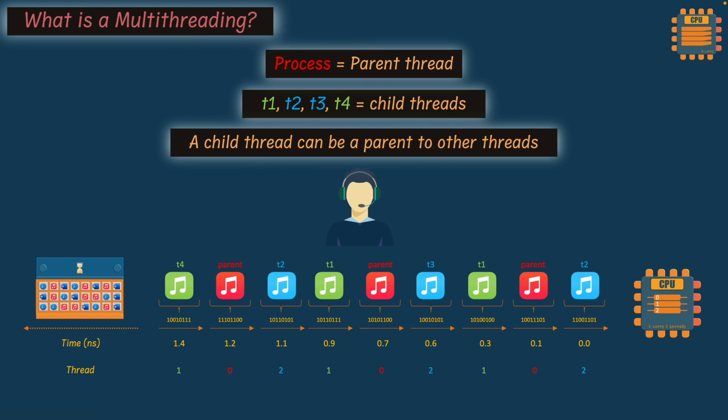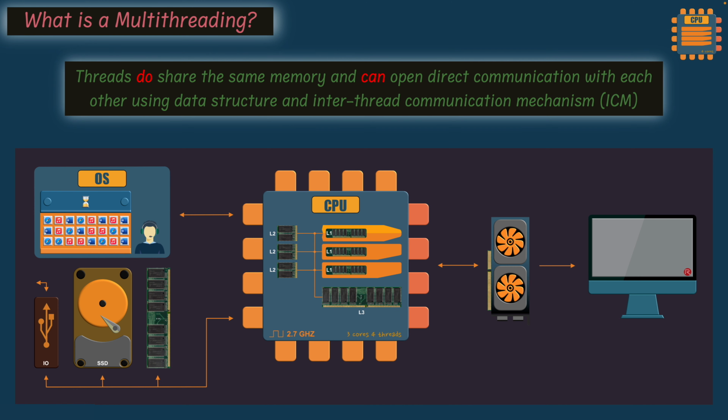Threads in multi-threaded environments do share the same memory and can establish direct communication with each other using data structure and inter-thread communication mechanisms, ICM. I won't dive deeper into ICM because it is a broad subject and discussing it in detail would take a considerable amount of time, but in short, I can say they are a collection of mechanisms to derive different ways for the threads to communicate while stability and security in mind.